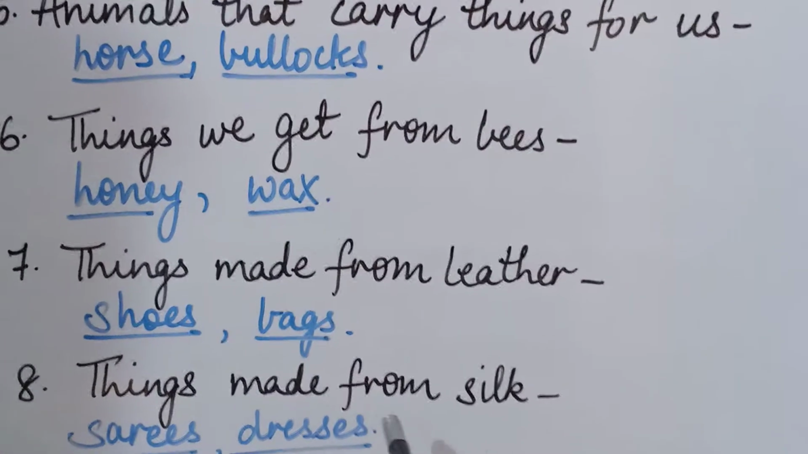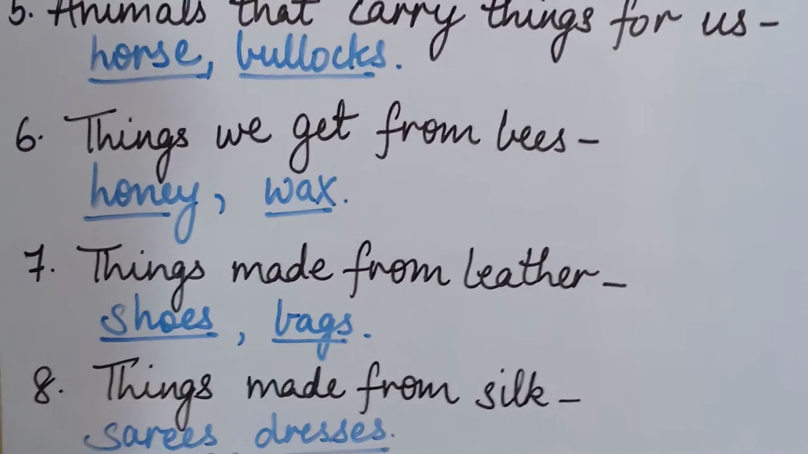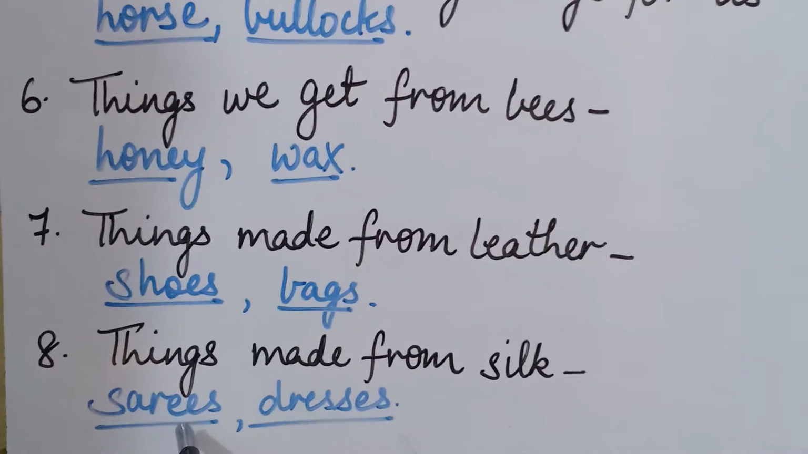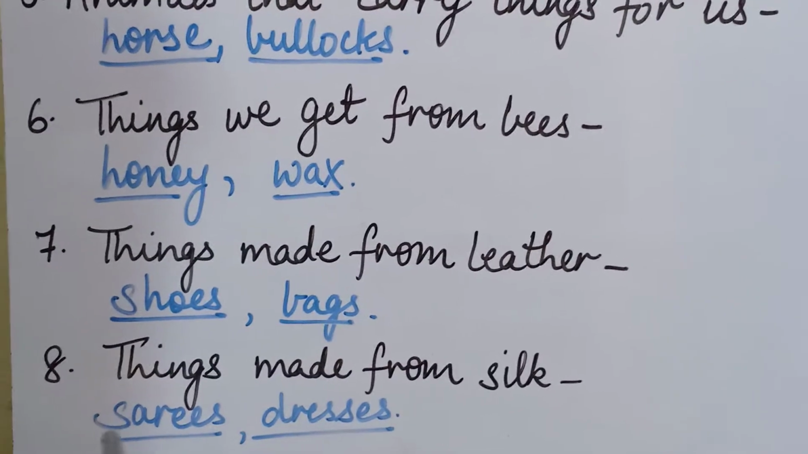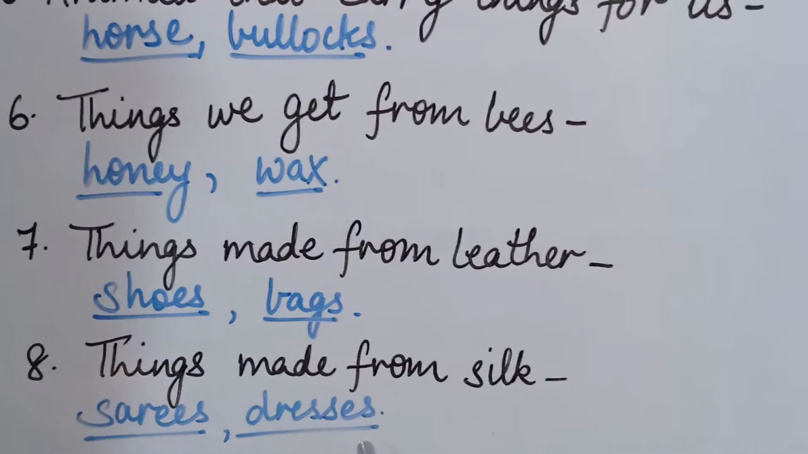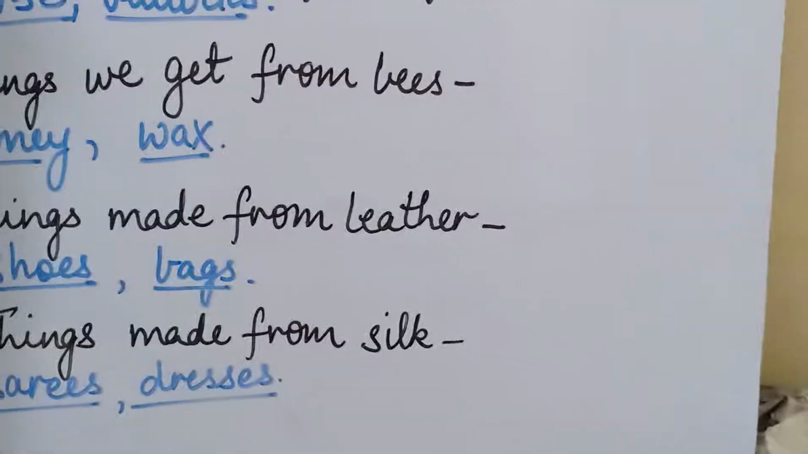कौन सी दो चीज़ें सिल्क से बनी होती हैं? You have to give two examples. I have written sarees and dresses. Sarees, and dresses.